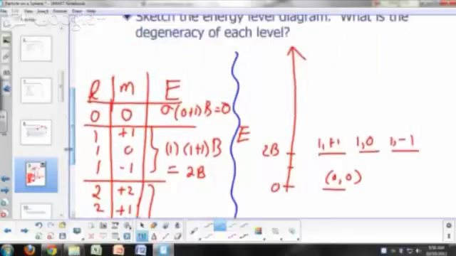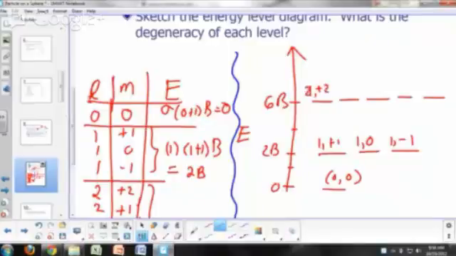What's the degeneracy of that level? The degeneracy of that level is 5. So 1, 2, 3, 4, 5. There are 5 quantum states that correspond to that amount of energy. What are those? 2, plus 2; 2, plus 1; 2, 0; 2, negative 1; and 2, negative 2.